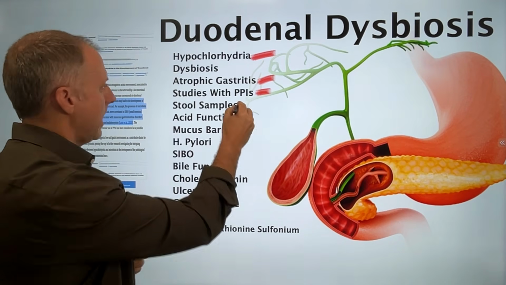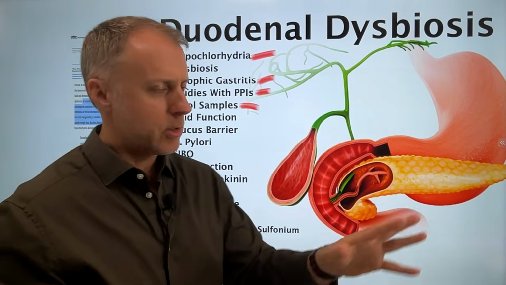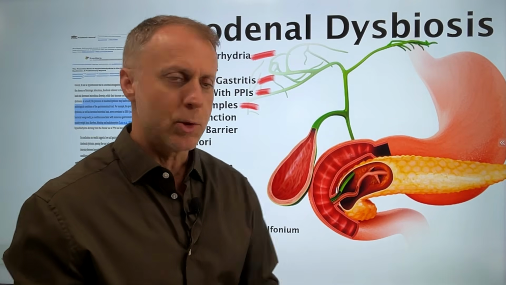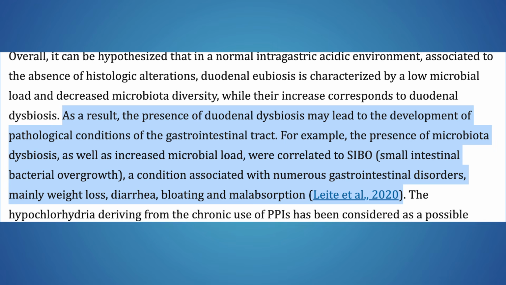They also looked at stool samples. When they saw dysbiosis here in the duodenum, they looked at stool samples and saw these same pathogenic microbes in the stool. So what they said was, as a result, the presence of duodenal dysbiosis may lead to the development of pathological conditions of the gastrointestinal tract. For example, microbiota dysbiosis as well as increased microbial load were correlated to SIBO, a condition associated with numerous gastrointestinal disorders, mainly weight loss, diarrhea, bloating, and malabsorption.